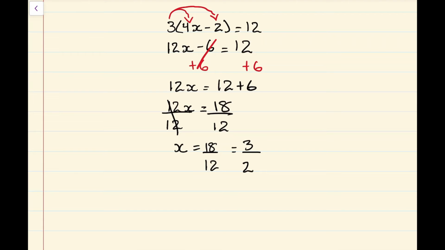So let's move on to the next question. Okay guys, so for our next question, we're going to have 2 into 3x minus 2 and close bracket, and we're going to add 9, and that's going to be equal to negative 5x. Okay, so this may look a little bit more complex than the ones that we did before, but that's okay. We're going to get through it.